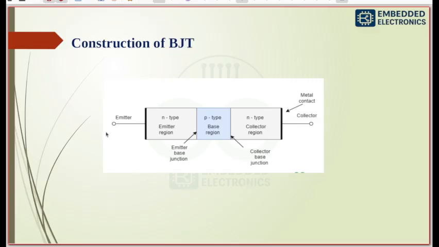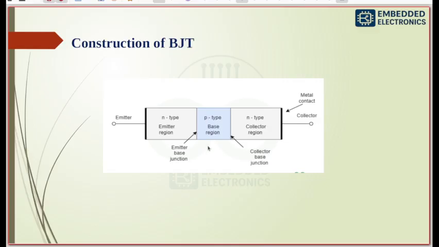So this is the emitter, the outermost layer of the transistor. It is heavily doped with N-type or P-type semiconductor material. P-type material is often employed to produce the emitter of a PNP transistor, whereas N-type material is mostly utilized for creating the emitter of an NPN transistor. And this is the collector, and one more is the base. This is the base region.